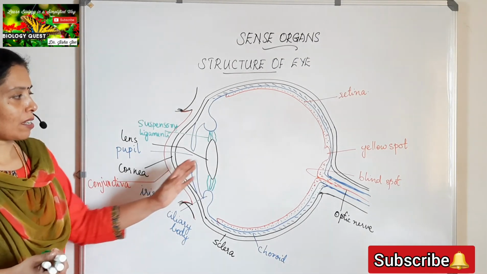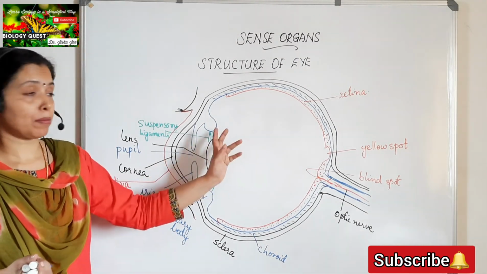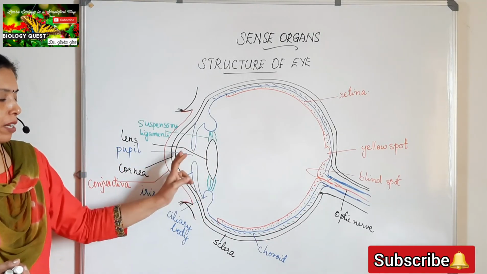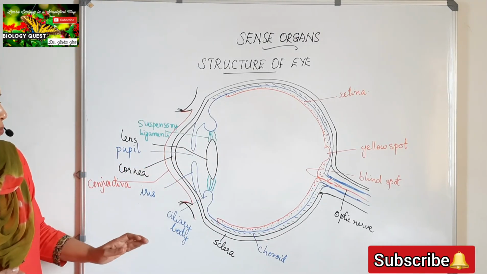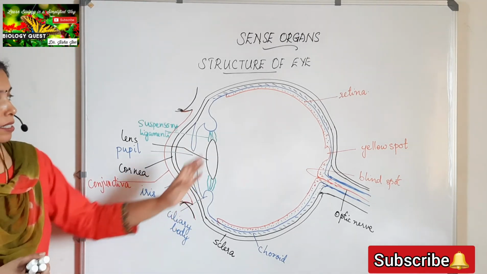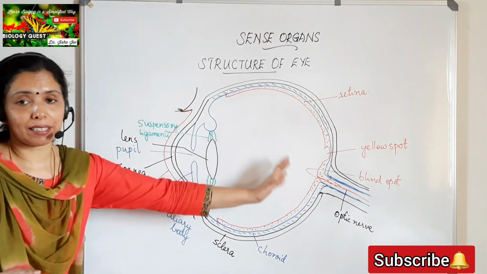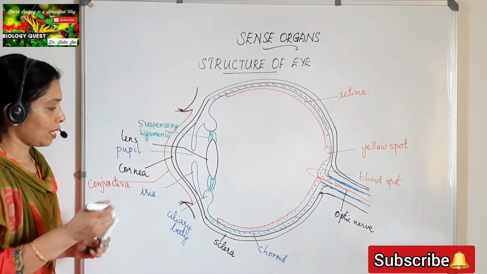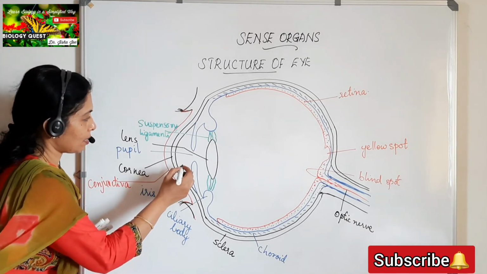Now, as you can see from the figure, there are two chambers, a large chamber and a small chamber in front of the eye, that is between the cornea and the lens. There is a small chamber here, and there is a large chamber behind the lens. This small chamber that you see here is the aqueous chamber. Okay, that is the aqueous chamber.